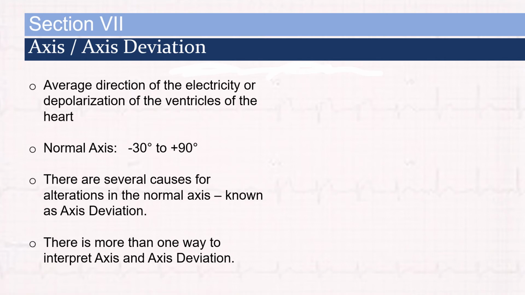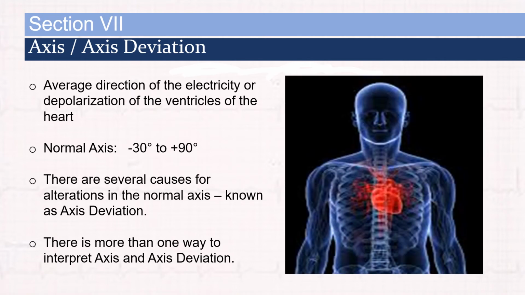Axis is the average direction of electricity or depolarization. In this case, we're going to go over the axis of the ventricles. There are other axes that are able to be interpreted in the heart. But for this presentation, we're going over the axis of the ventricles.